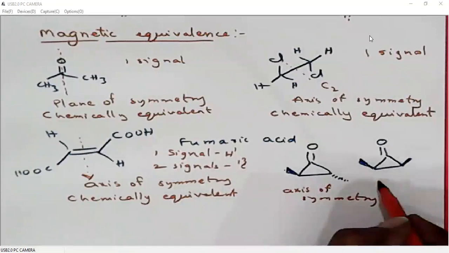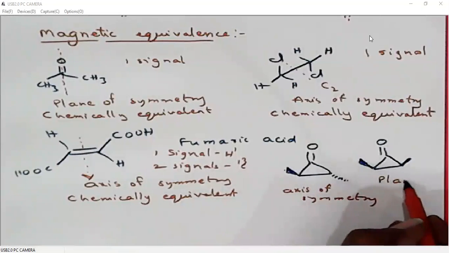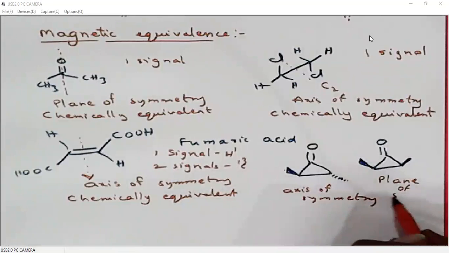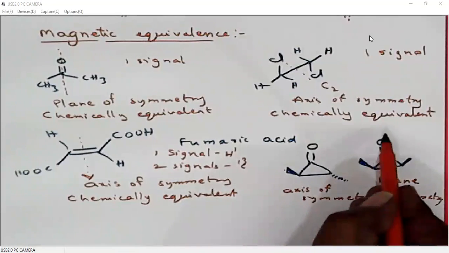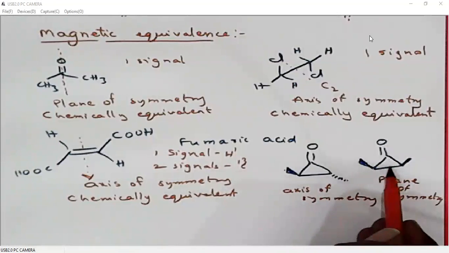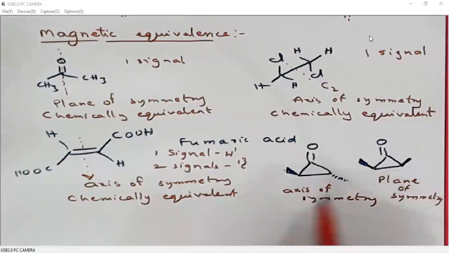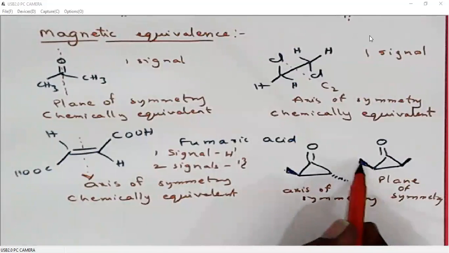Here we expect a plane of symmetry, like this. So when there is a plane of symmetry, these two carbons are chemically equivalent, and these two carbons are chemically equivalent. So we get only two signals, the proton on this carbon and the protons on this methyl carbon.